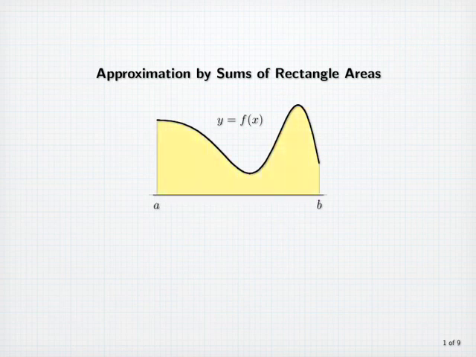Suppose we have a function f, defined on an interval [a, b], and suppose that f(x) is greater than or equal to 0 on that interval. By the area under the curve, we mean the area that is bounded by the x-axis and the graph of the function between a and b. We'd like to calculate the area of that region.